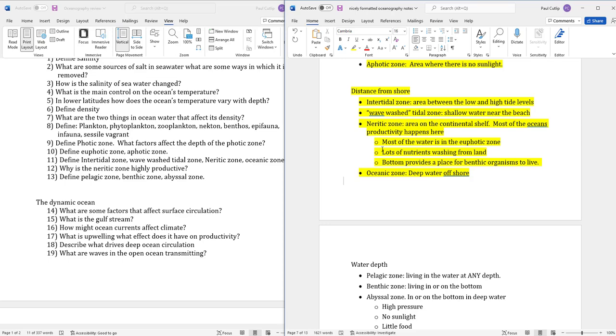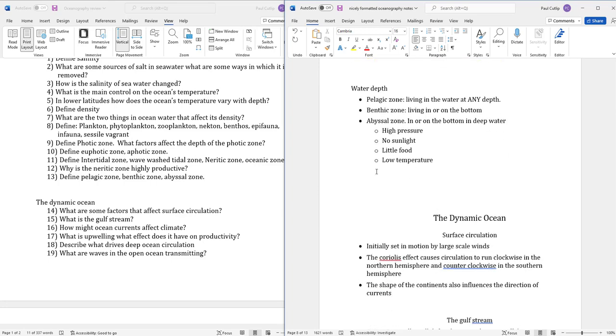And so you have a lot of things living here. Also, the bottom provides a nice place for benthic organisms to live that is not ridiculously deep and ridiculously dark and cold and stuff like that. So that neritic zone, that shallow water on the continental shelf, is really where you want to be in the world's oceans.